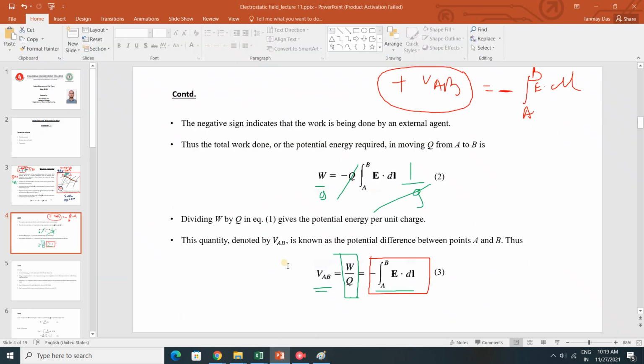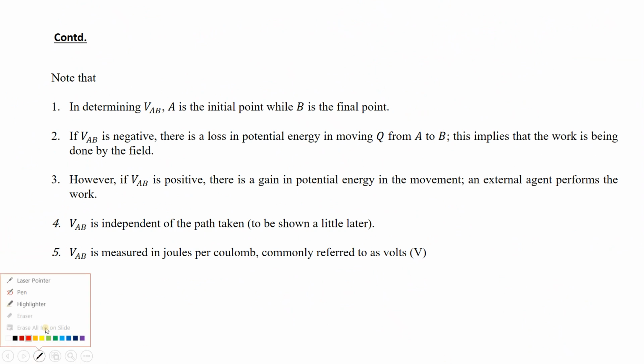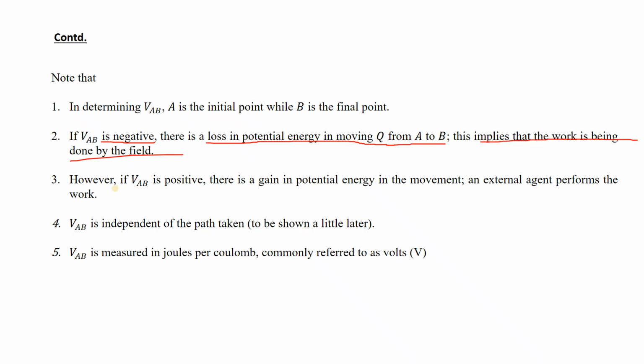अगर प्लस होता, that means the work done is done by the field itself, so there is a loss of energy, so work done will be negative. Okay, work done is negative, that is the potential difference is negative. So if VAB is negative, there is a loss of potential energy moving the charge Q from A to B. This implies that work is done by the field. However, if VAB is positive, there is a gain in the potential energy in the movement, and external agent performs the work. Okay, understood?